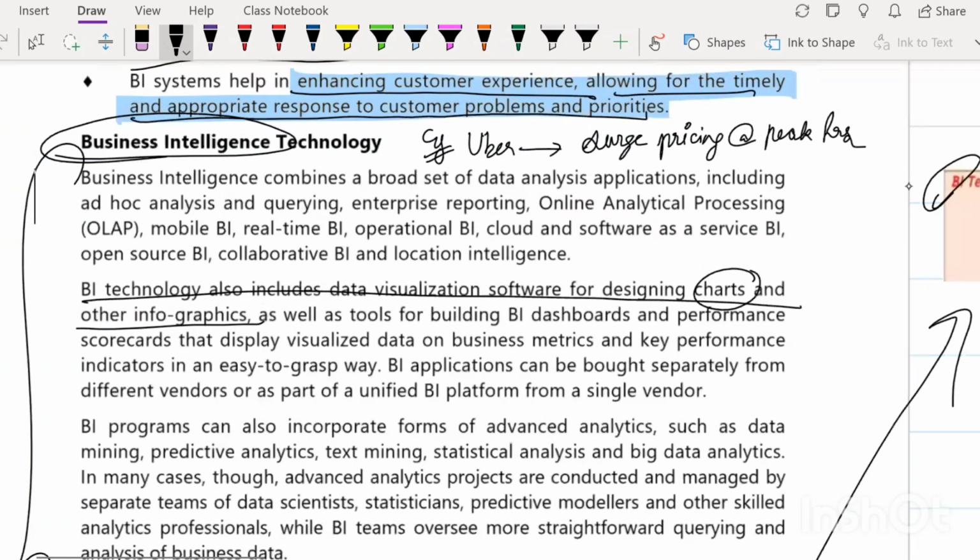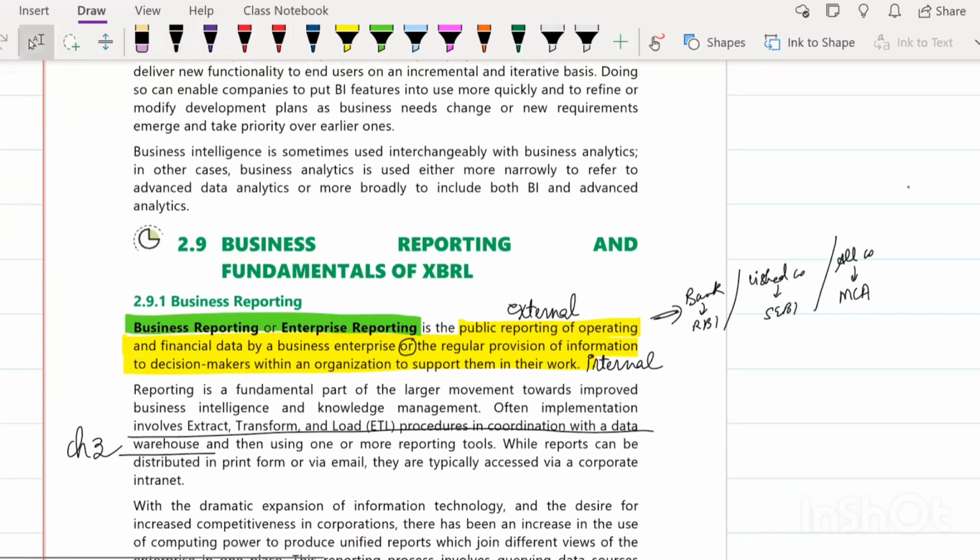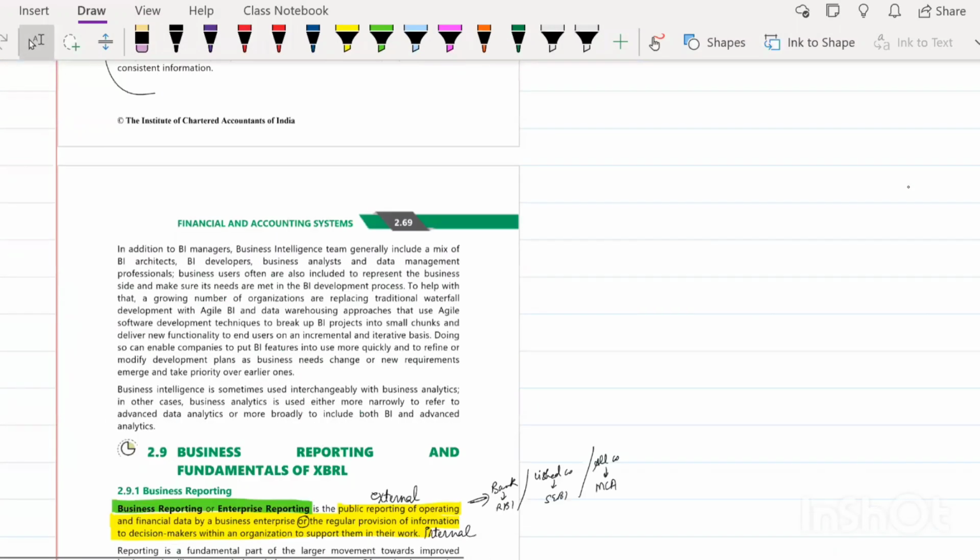Now, for example, if you would have seen Uber also, Uber or Ola, whatever you use, you will see in the peak timings alone, the rate will be very high. There will be a surge in pricing at the peak hours alone. How does this happen? This happens because of business intelligence only, because they run the technology in such a way that in peak hours, the app itself knows that a lot of people are going to book a ride through it. So there will be a surge in pricing and they'll take advantage of that situation. Okay. So this was about your business intelligence.